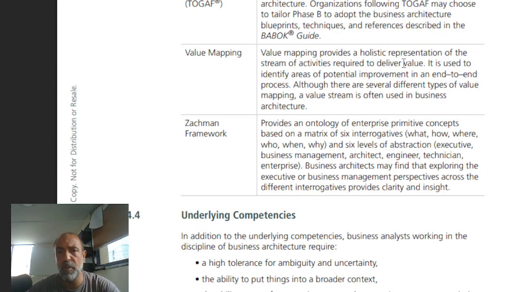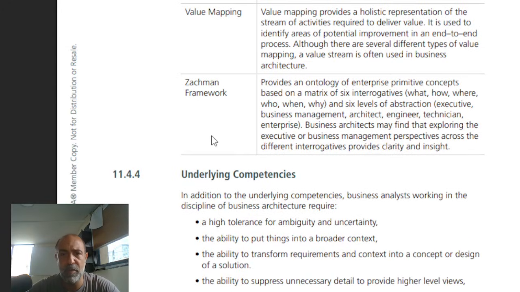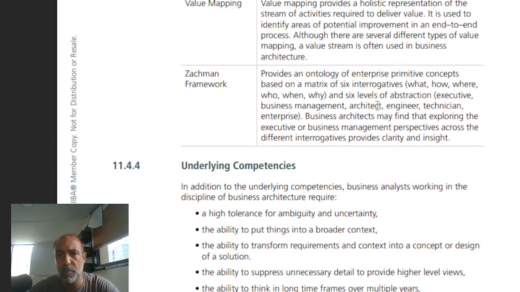There's also value mapping, which provides a holistic representation of the stream of activities required to deliver value. It is used to identify areas of potential improvement in end-to-end processes, although there are several different types of value mapping. The value stream is often used in business architecture. The Zachman framework provides an ontology of enterprise primitive concepts based on a matrix of 6 interrogatives: what, how, where, who, when, and why.